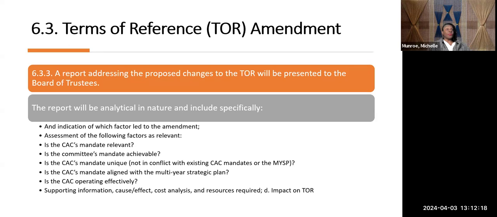A report addressing the proposed changes to the terms of reference will be presented to the Board of Trustees. And all reports that go to the board are required to be prepared by staff. And this report will address things like assessment of the following factors: the mandate of the CAC's relevancy, the committee's mandate, is it achievable? Have they achieved their mandate? The CAC's mandate, is it unique, meaning not in conflict with other mandates or the multi-year strategic plan? Mandate aligned with the multi-year strategic plan? Is it operating effectively, efficiently, etc.?